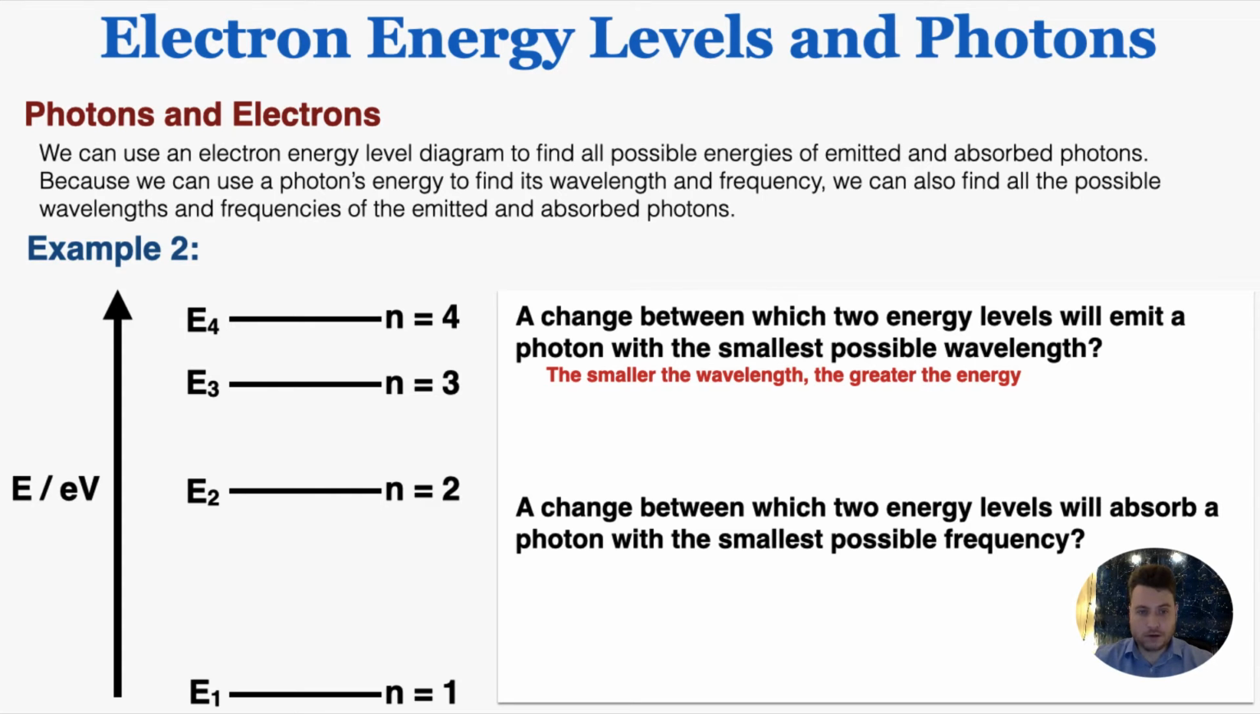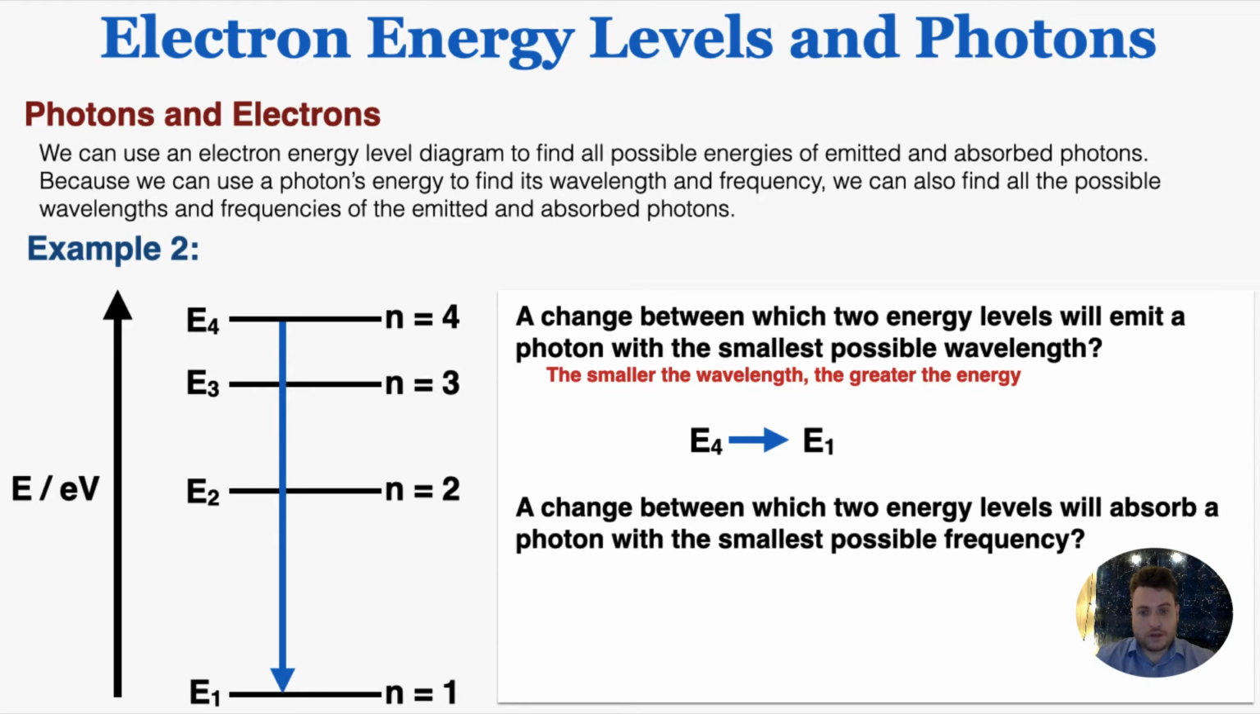So I'm looking for the greatest possible energy change down on this chart, which, if I think about it, would have to be here. There's no larger change in energy that can happen between these levels than going from E4 down to E1. And I know it's going down because we're emitting a photon, so the energy change that will produce the smallest possible wavelength is going from E4 to E1. That would be the answer to that first question.